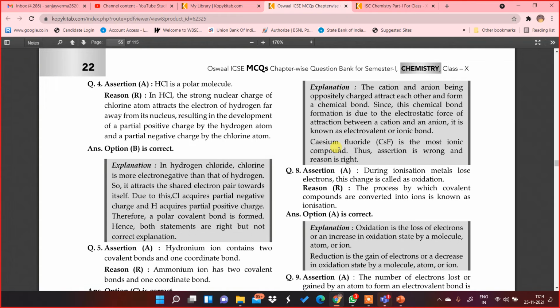For question number 4, the reason: in HCl, the strong nuclear charge of the chlorine atom attracts the electron of hydrogen far away from its nucleus. So A is true and R is also true, but over here this R is not the correct explanation for A. Okay, so option B is correct.